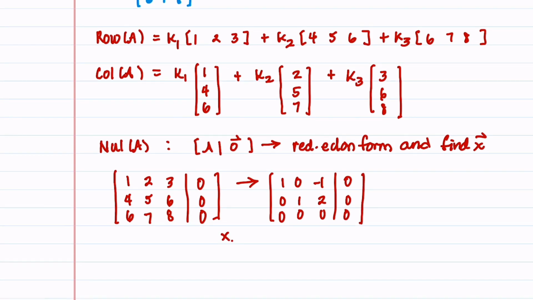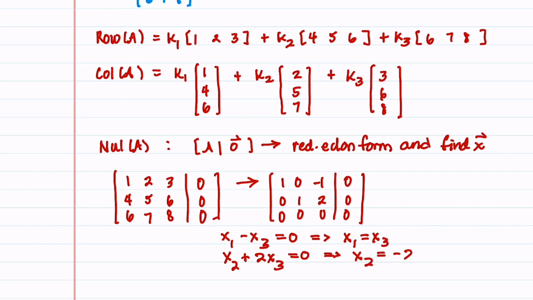This means x1 minus x3 is equal to 0, which gives us x1 is equal to x3. The second row tells us that x2 plus 2x3 is equal to 0. And this gives us x2 is equal to minus 2x3.